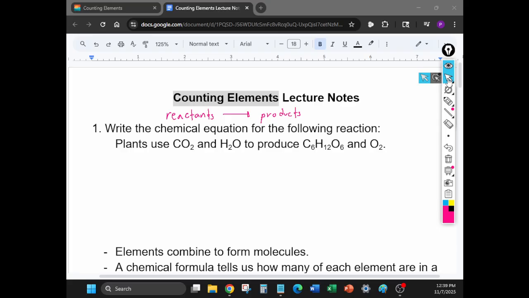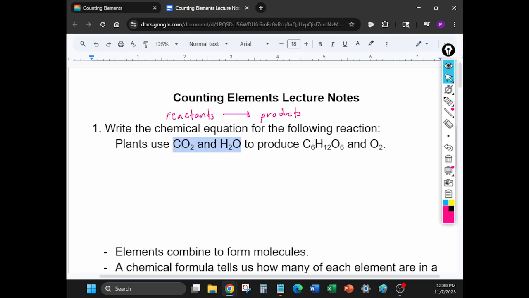So this is what we talked about last time. And so we're going to write the chemical equation for this reaction right here. So the key thing to identify is what do we start with and what are we making. So if we take a look at this equation, it says plants use CO2 and H2O to produce this chemical right here and O2. So if we read the sentence, what are the chemicals that we are starting with? Yeah, CO2 is one of them, and then H2O, yeah. So these are the two chemicals that we are starting with. So these are the reactants. So we're going to write CO2 plus H2O.